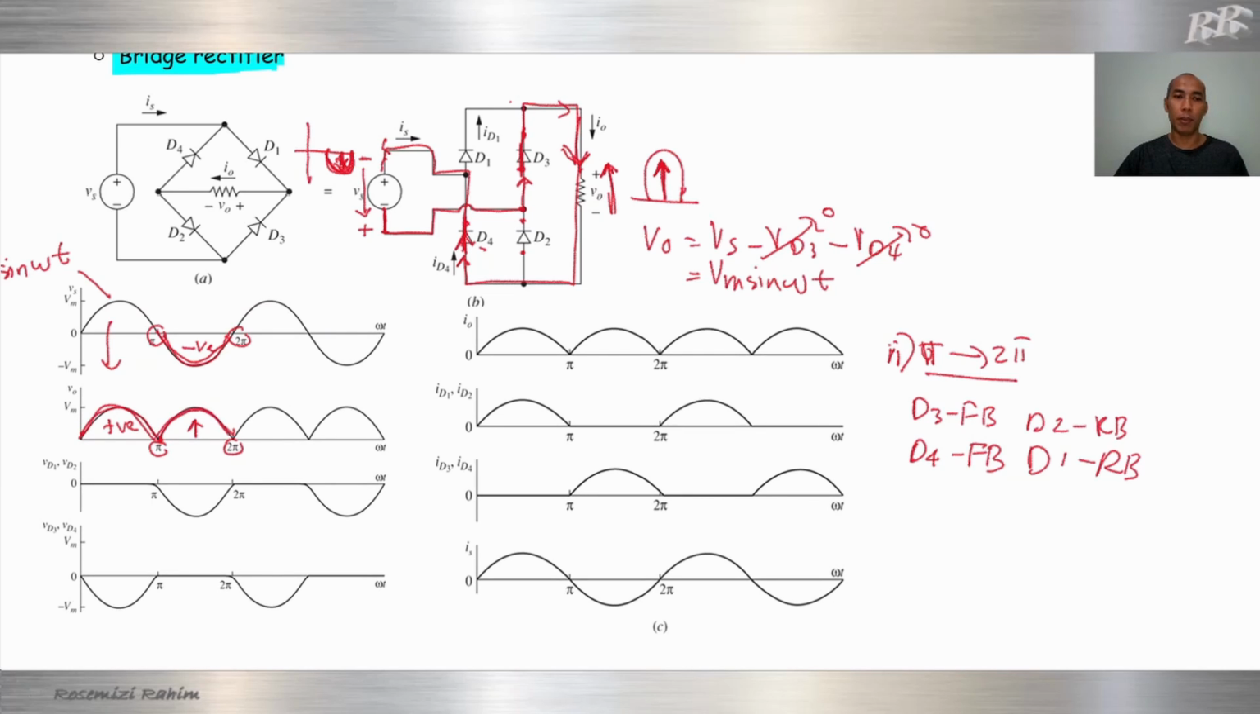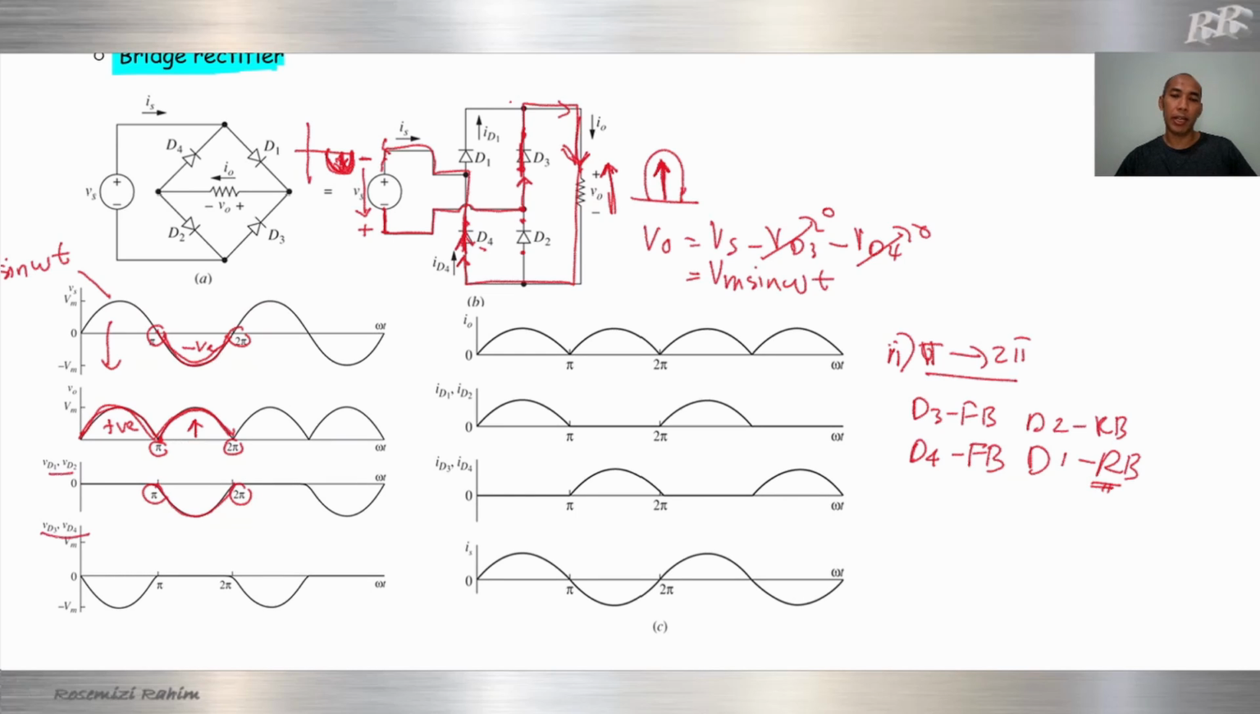Two positive waveforms. Right. So next is VD1 and VD2. We know that D1 and D2 are reverse biased. So for reverse bias, our voltage will be the same as the input. The input is exactly the same as the V diode during that angle pi to 2 pi.